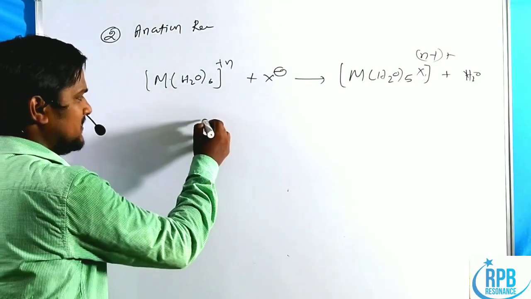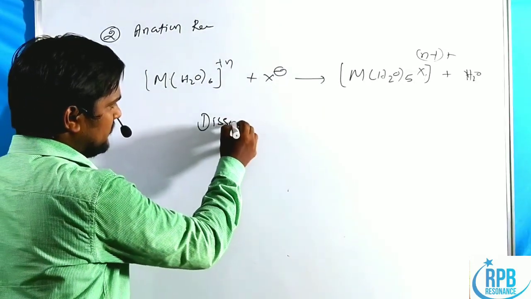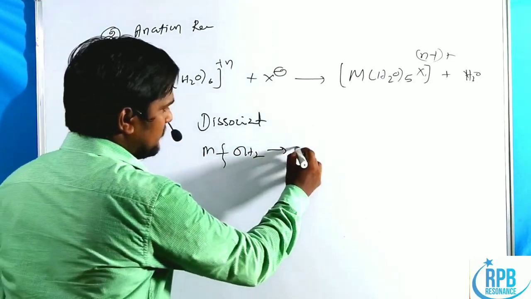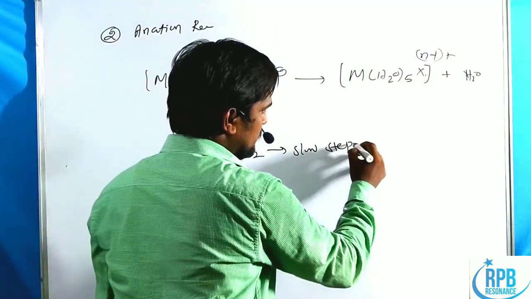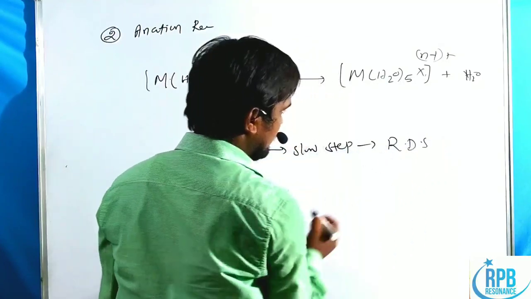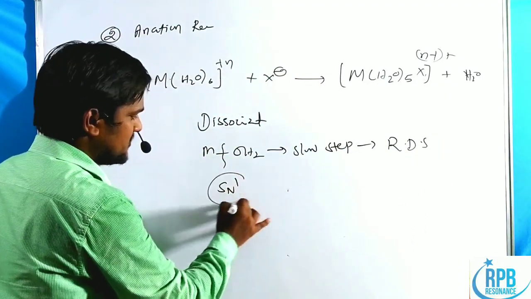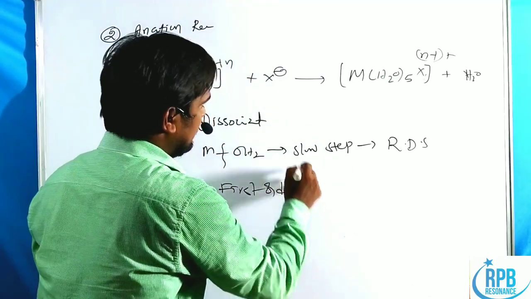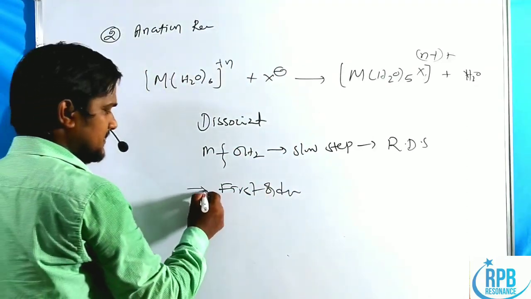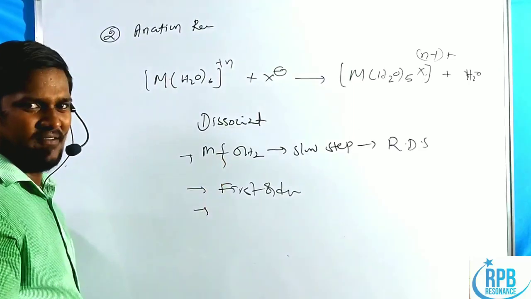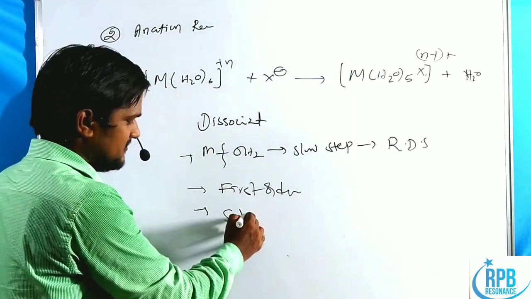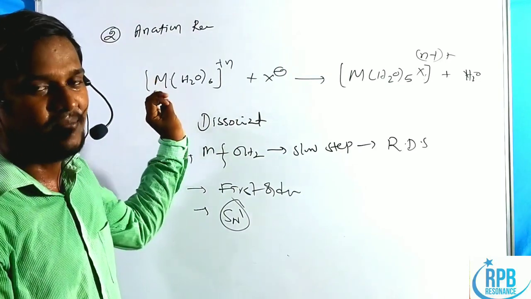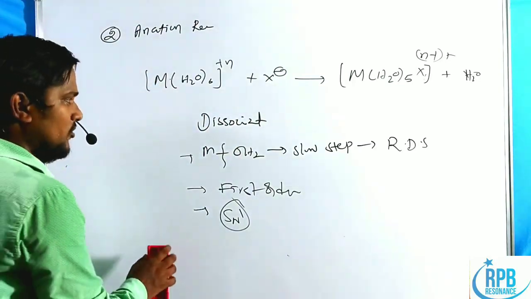Generally, anation reactions also follow the dissociation mechanism. Here M-OH2 is the slow step, which means it is the rate determining step. The rate determining step gives us information about first order kinetics. It does not depend on the nucleophile, so first order kinetics, SN1 mechanism. So all these anation reactions give us information about a dissociative mechanism.